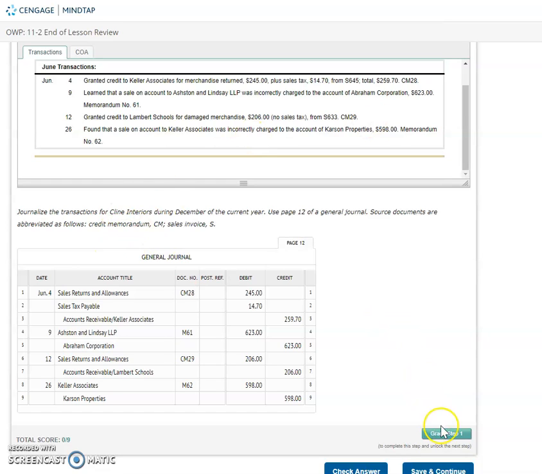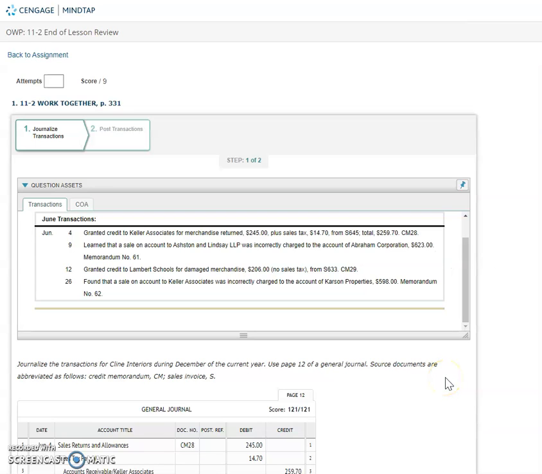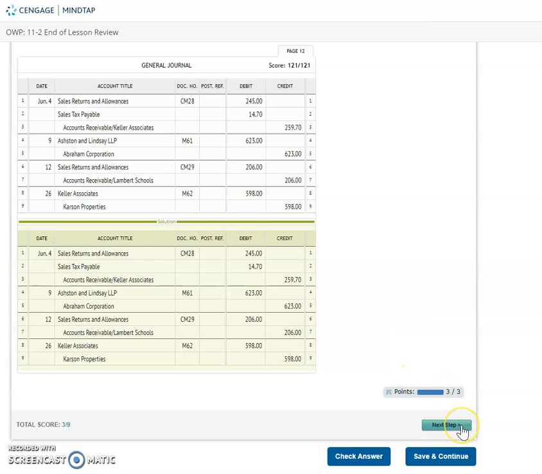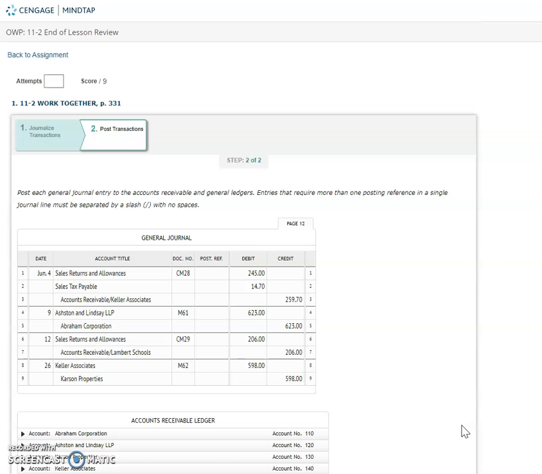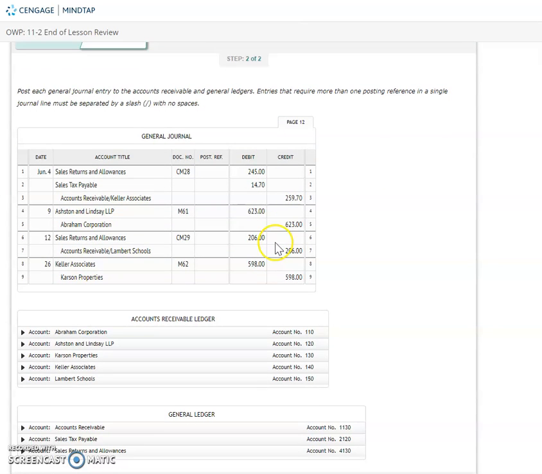Okay, my transactions are done then. So I'm going to grade step 1. And next step. Now I'm going to be posting. It says post each general journal entry to the accounts receivable and general ledgers. Entries that require more than one posting reference in a single journal line must be separated by a slash with no spaces. So what we really should be doing is we should be posting to the accounts receivable ledger first.